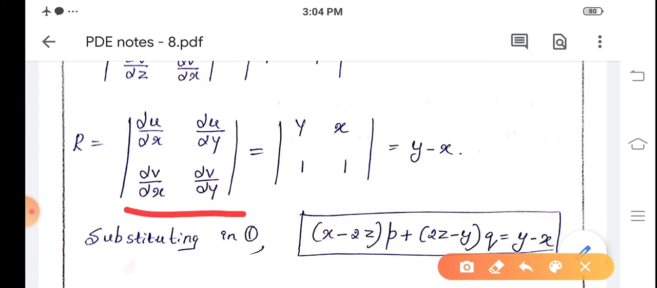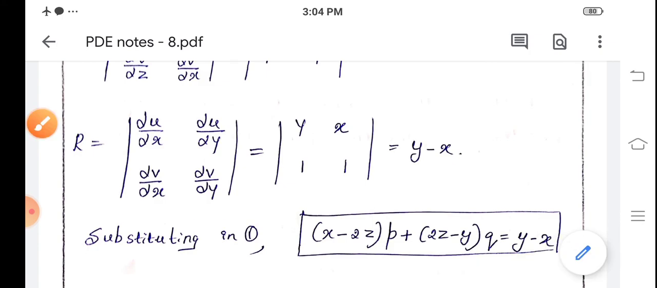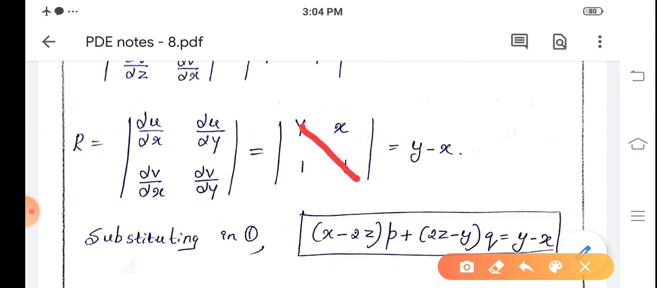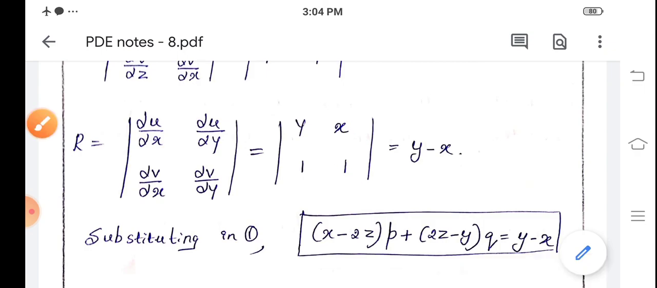Next we find R value. R is given by determinant ∂u/∂x, ∂u/∂y, ∂v/∂x, ∂v/∂y. That will be determinant y, x, 1, 1. When we expand it, it becomes y into 1 minus 1 into x. That will be y minus x.